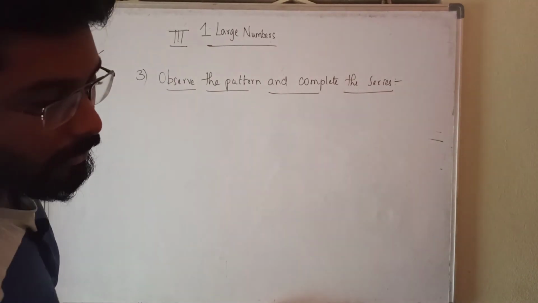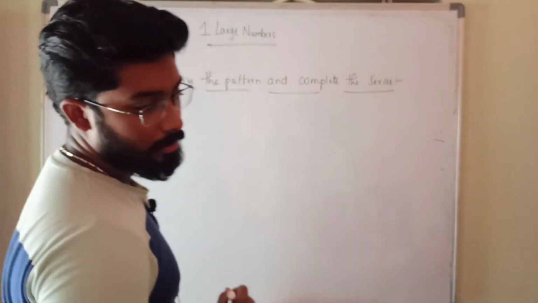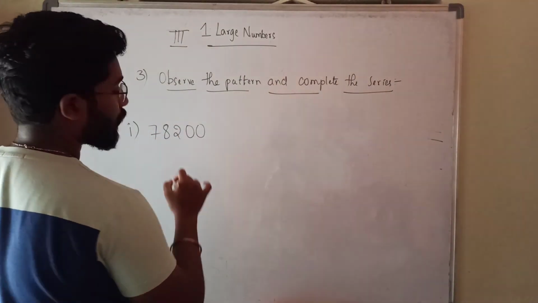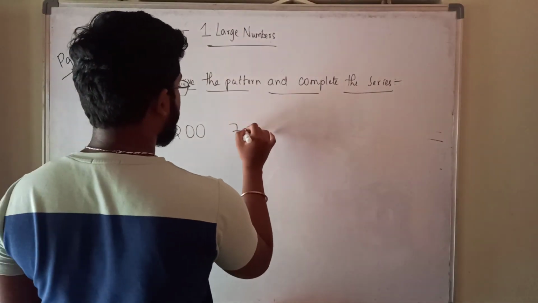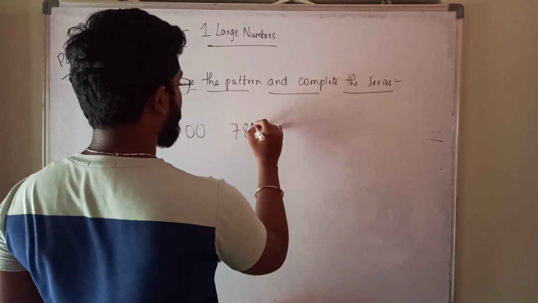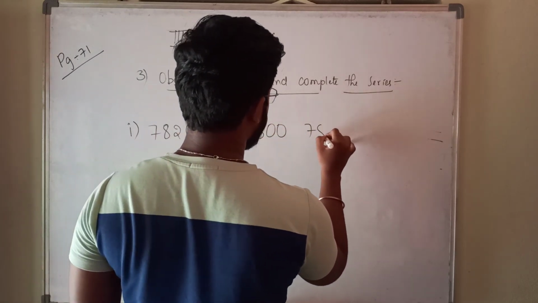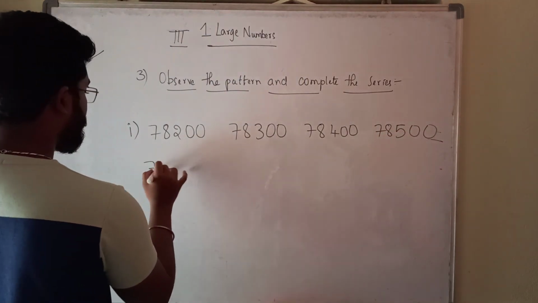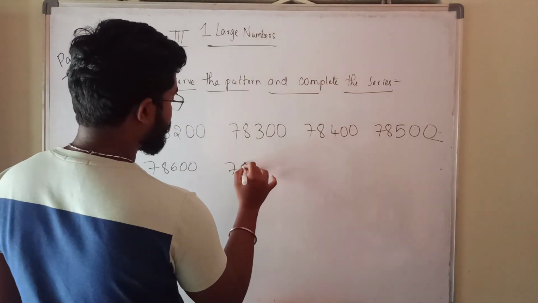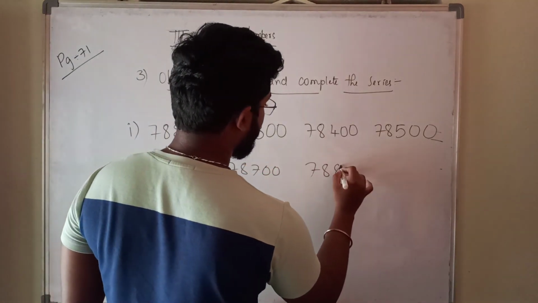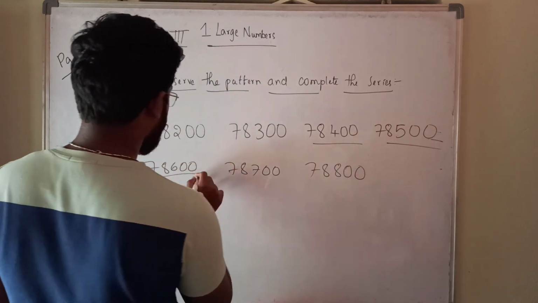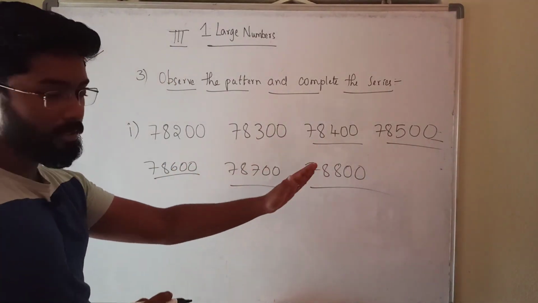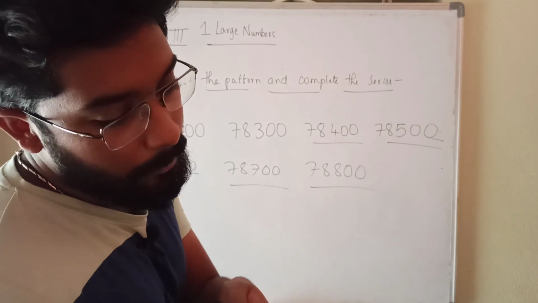Next one, I. 78,200. This is very simple. You have to skip 100 there. Next one is 78,200. To this you have to add 100, no? 300 you will get. 78,400, 78,500, 78,600, 78,700, 78,800. 1 2 3 4 5. So 5 you have filled. 400, 500, 600, 700, 800. Because it is there, skip 100. That's all.